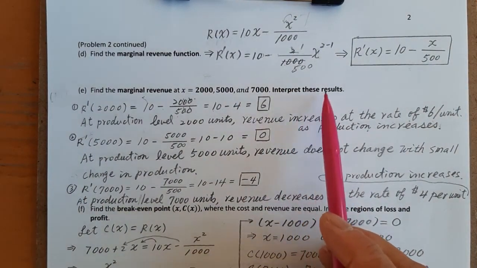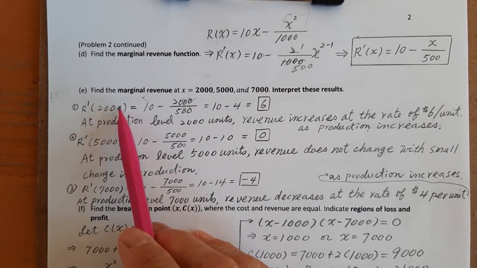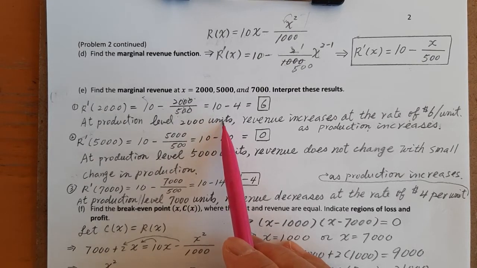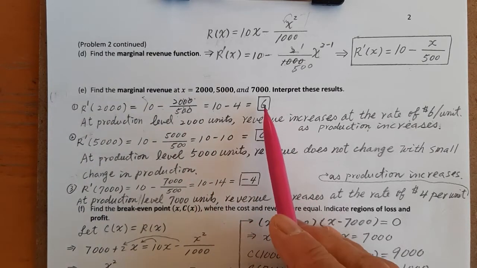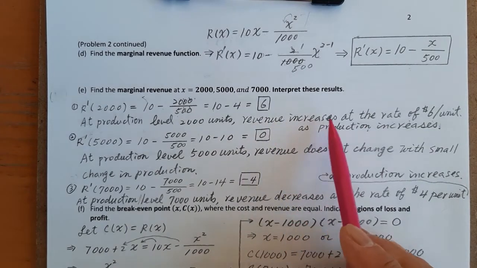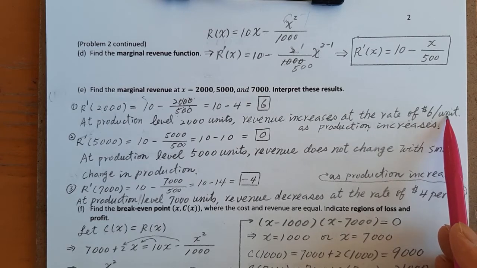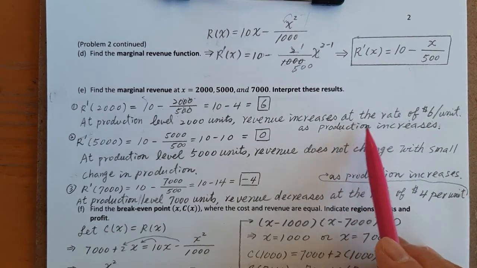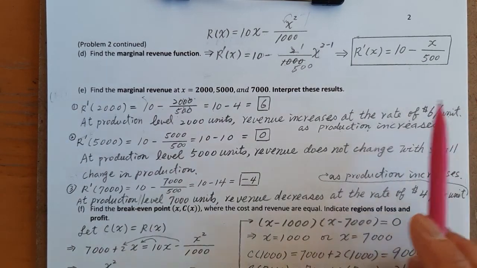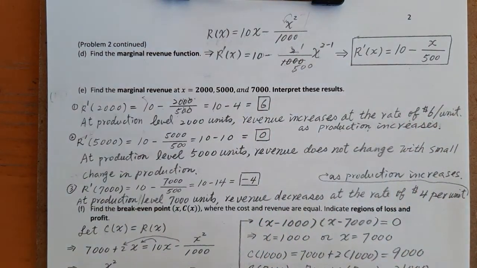Then interpret the result. So at production level, 2,000 headphones units, 2,000 units, the revenue, because 6 is positive, so it's increase. The revenue increases at the rate of $6 per unit per headphone as production increases. Production increases, then the revenue increase per unit is $6.